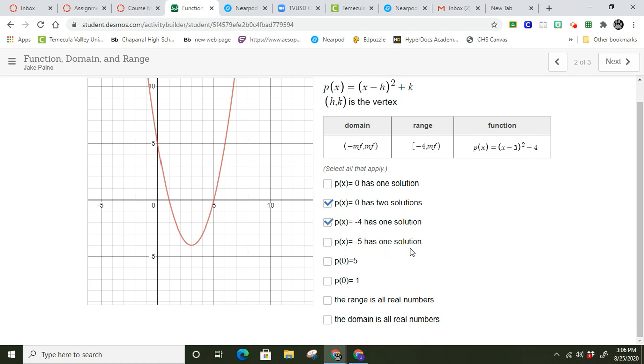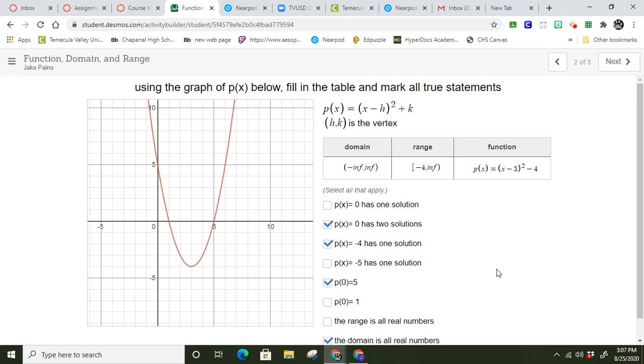P of -5 has one solution. Well, the graph never actually is equal to -5, so that doesn't exist. Okay, so that is false. P of 0 equals 5. When x is 0, the graph is 5. That is true. So obviously this next one is false. When x is 0, y is not 1. The range is all real numbers. Nope, we already answered that. The domain is all real numbers, and that is true. All right, so that slide is done.